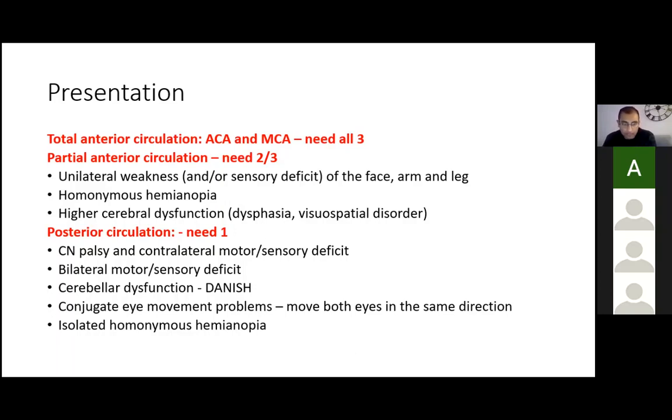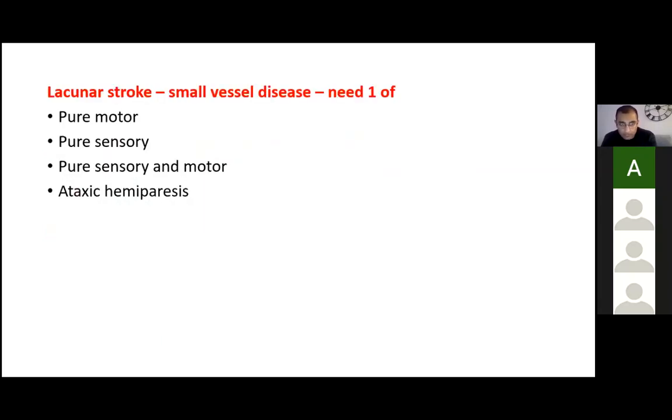And then you've got your posterior circulation, and you only need one of these to meet the posterior criteria, so POCS. You've got TACS, PACS, and POCS. That could be a cranial nerve palsy, contralateral motor sensory deficit, cerebellar dysfunction, eye movement problems, isolated homonymous hemianopia. And the last one is LACS, which is a lacunar stroke, which, like I say, could be from small vessel disease: pure motor, pure sensory, or sensorimotor, or ataxic hemiparesis.